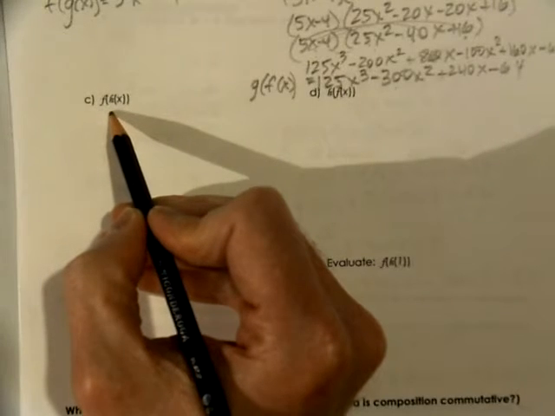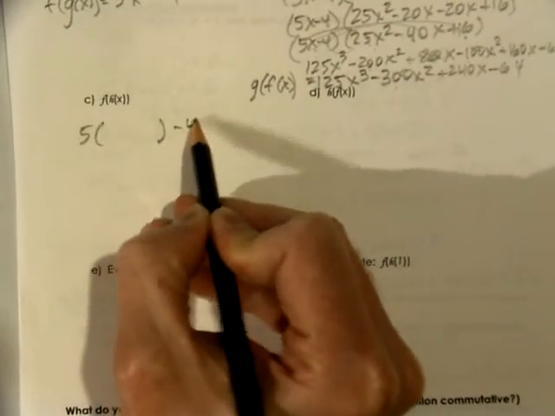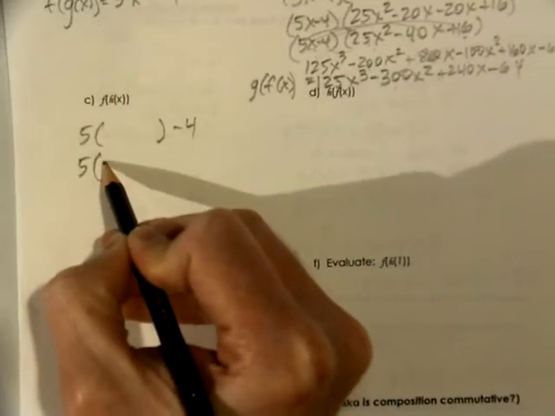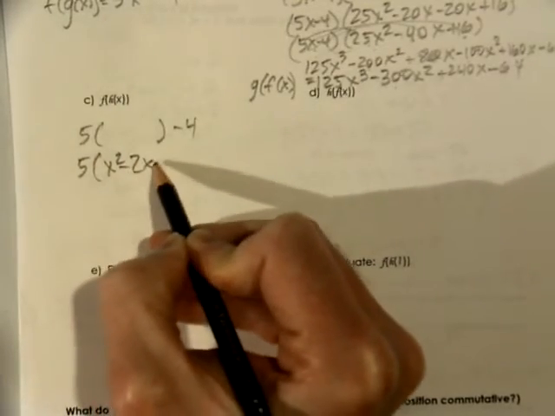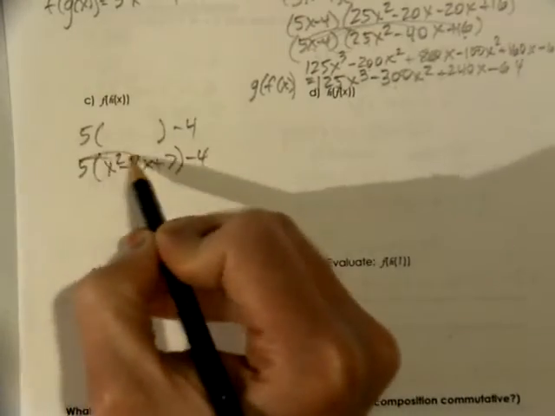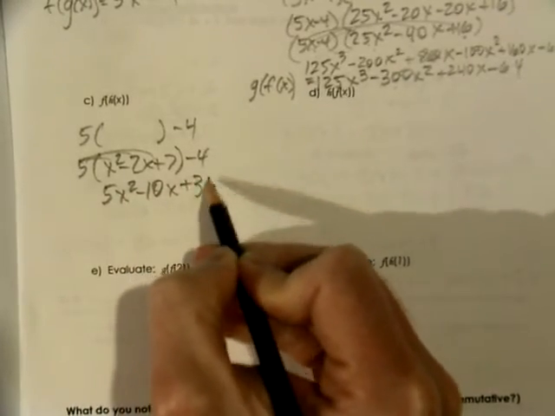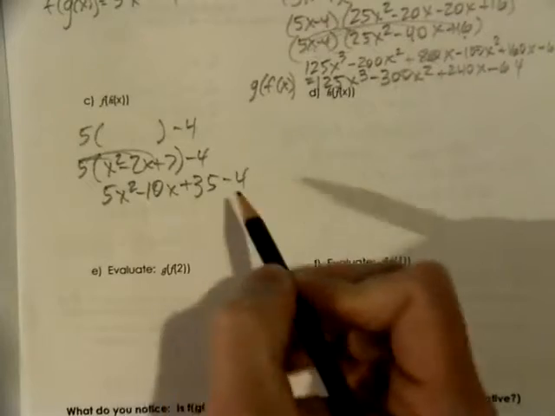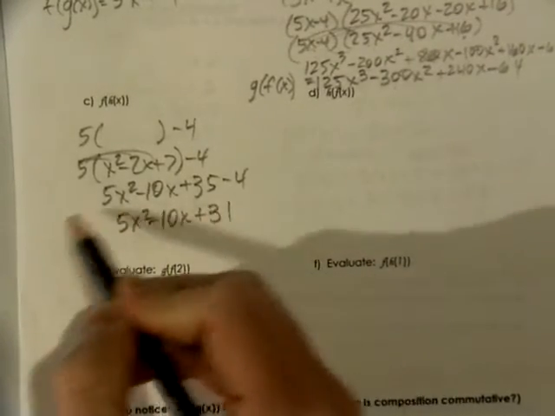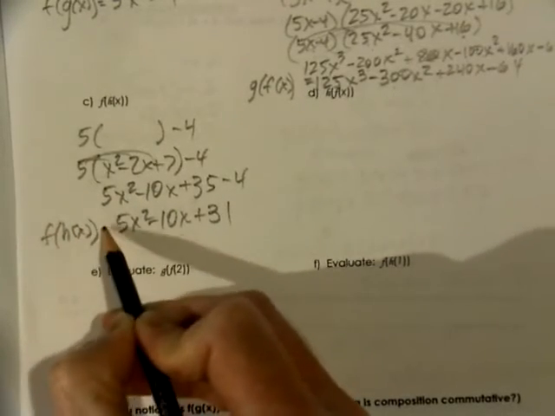F of h. So the f function is 5 times something minus 4, and we're going to put the h function inside of that. So we're going to put the x squared minus 2x plus 7 inside of the parentheses. We would distribute through and then subtract the 4 at the end. That is f of h of x.